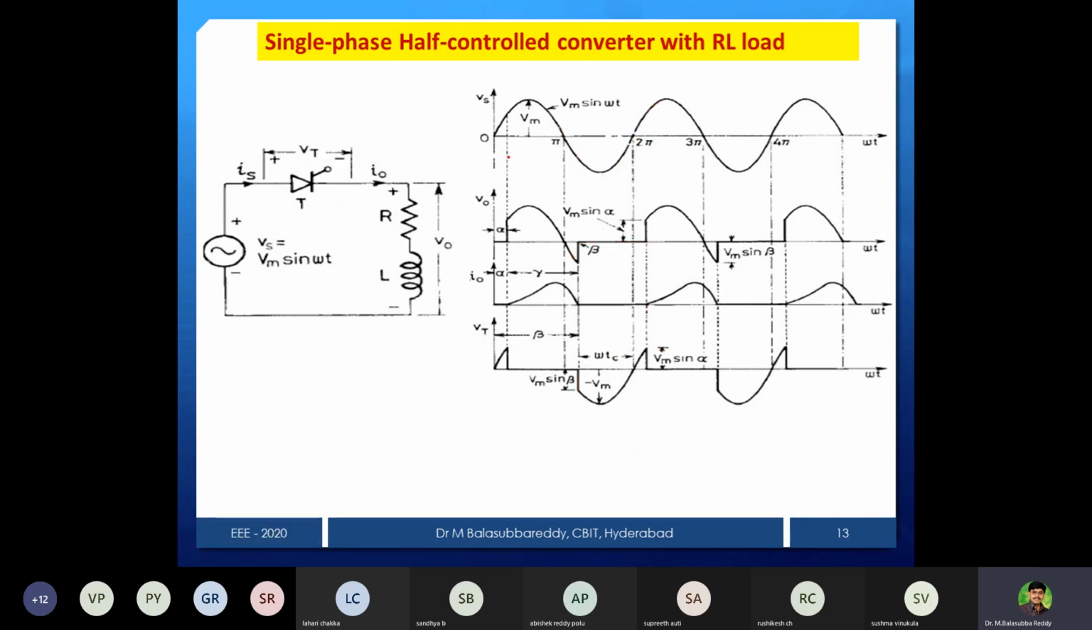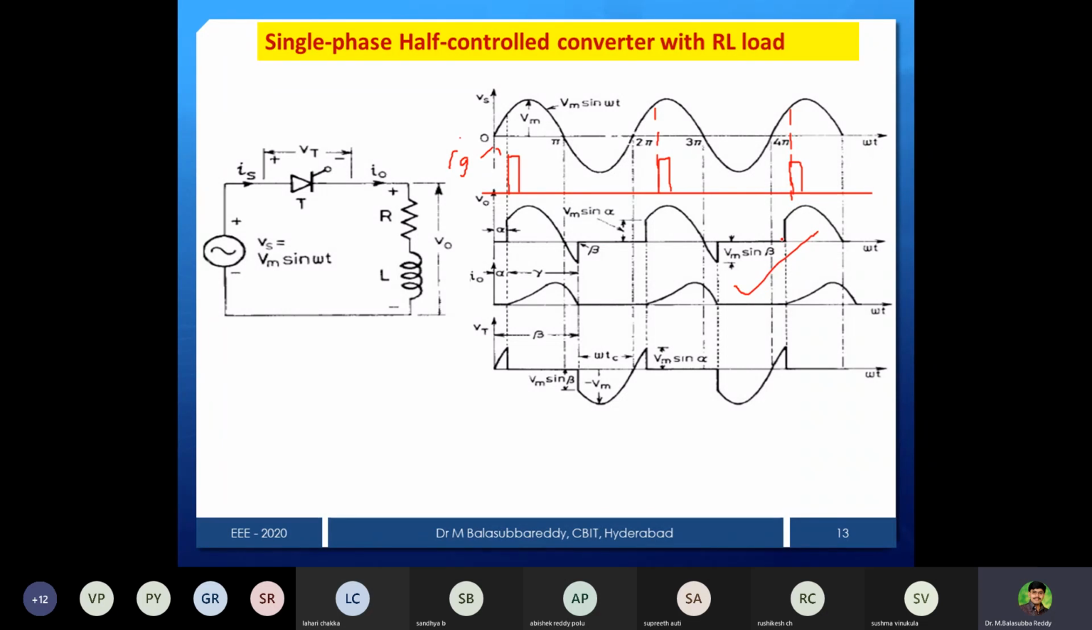At 2 pi again there is a firing pulse. If you want, you can add one row here, where you apply the firing pulse during the positive half cycle. This you can also do because the pulse will be available here. In the negative half cycle it is reverse biased, that's why we don't require any firing pulse. So here you can give a pulse like that. Whenever the positive half cycle is there, you can give the firing pulse, that is Ig, at the alpha instant. This will be 2 pi plus alpha, this is 4 pi plus alpha. So give the firing pulse in all the positive half cycles, and you will get the output.